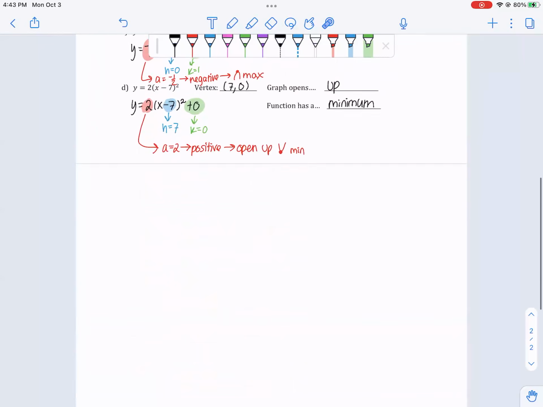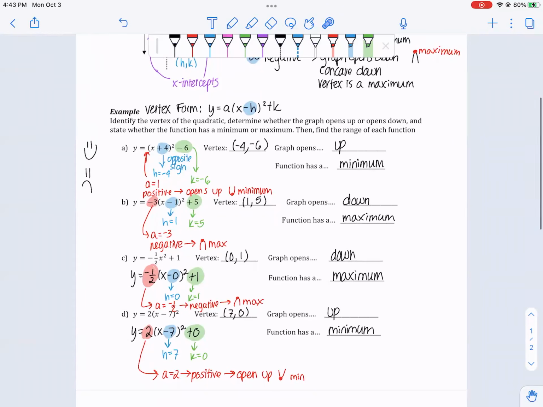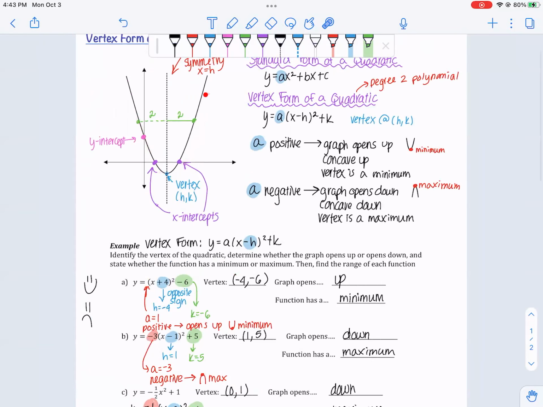So I think that's all for this video. For this video, that's all we're talking about. This is how you find your a value, your h value, your k value. This is what a parabola looks like. This is the vertex form of a quadratic.